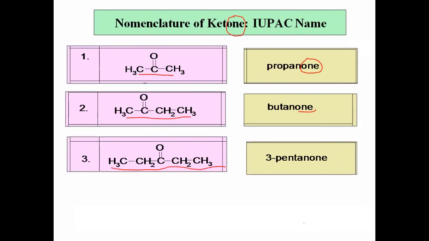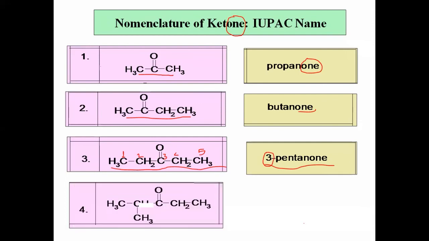To show the position, number the carbon atoms in the chain from that end which is nearer to the carbonyl group. Here the carbonyl group is at the same distance from both sides. We can number from the left or right side. Suppose this is number 1, then 2, then this one is 3, then the next one is 4, and the last one is 5. Okay, this carbonyl carbon is numbered as 3, and therefore we are writing 3-pentanone. 3 indicates the position of the carbonyl group.